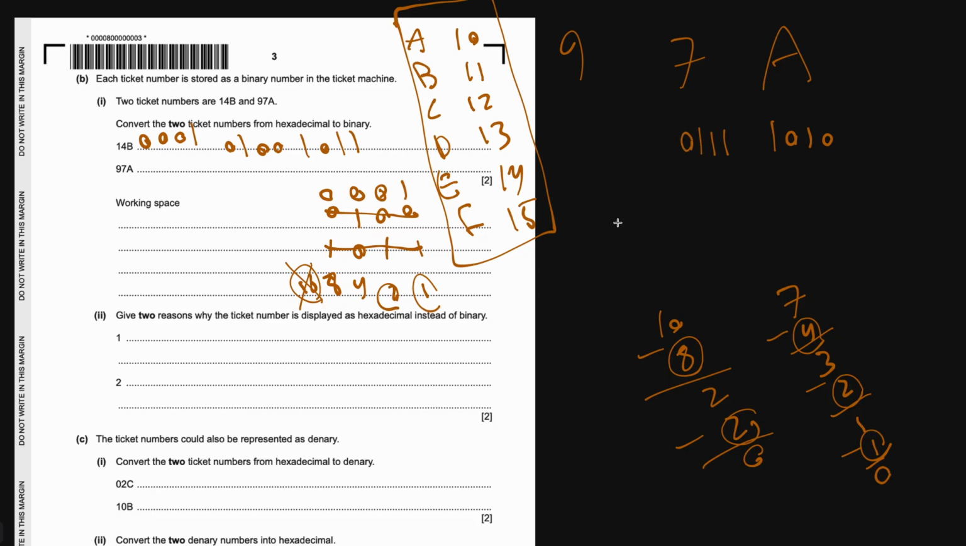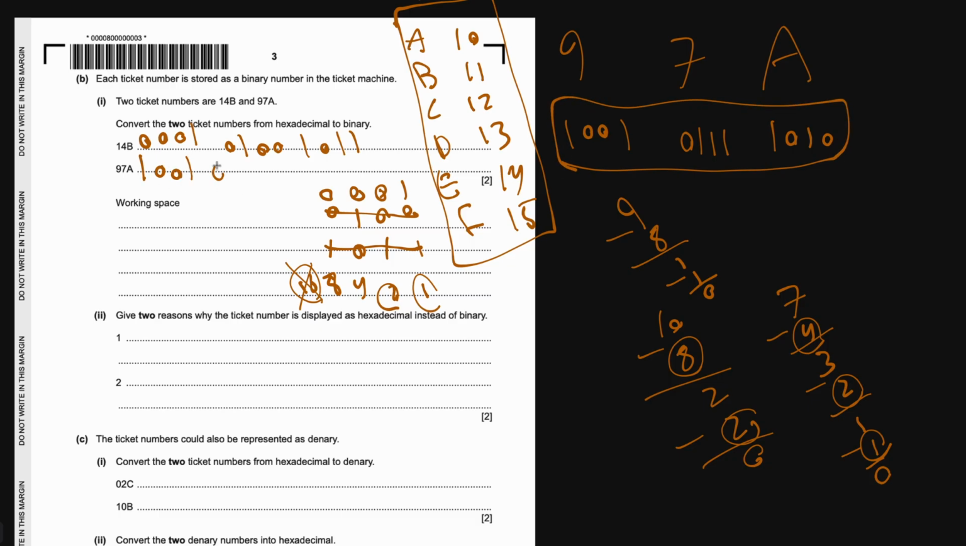So for the 9, we will subtract 8, and then we will subtract 1. So we use the 8 and the 1. So 1, 0, 0, 1. So the final answer would be all of these binary numbers combined: 1, 0, 0, 1, 0, 1, 1, 1, 1, 0, 1, 0.